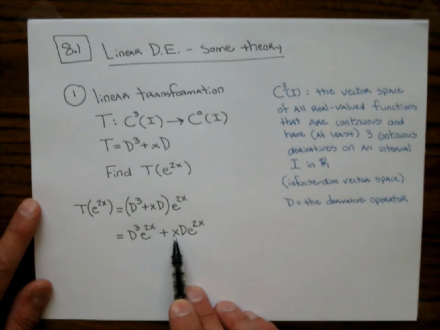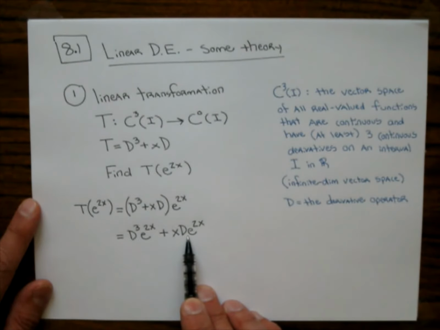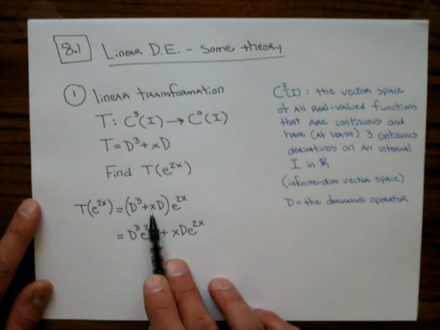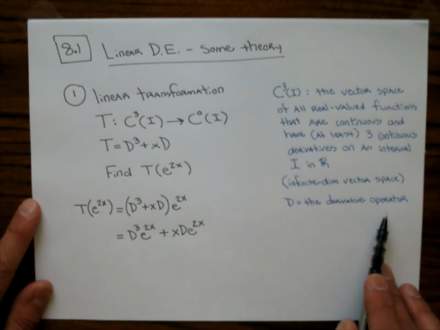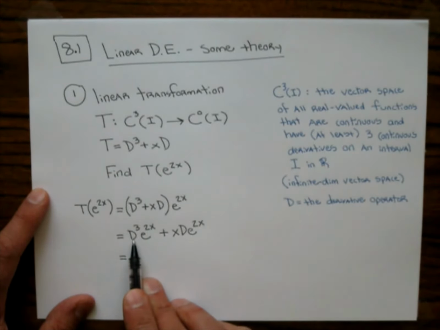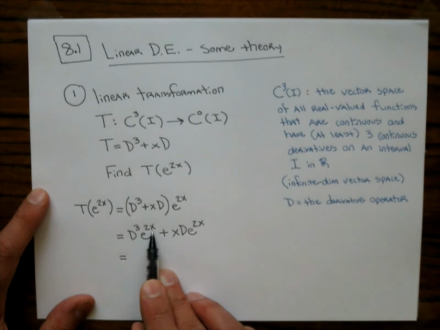So notice, I have to be extra careful on this. I can't just put this x over on the right side of the D, because it's not on the right side of the D. So position is very important with the derivative operators. So what am I going to do with the derivative operator? This is like having 3 D's. You're really just taking the third derivative of e to the 2x.